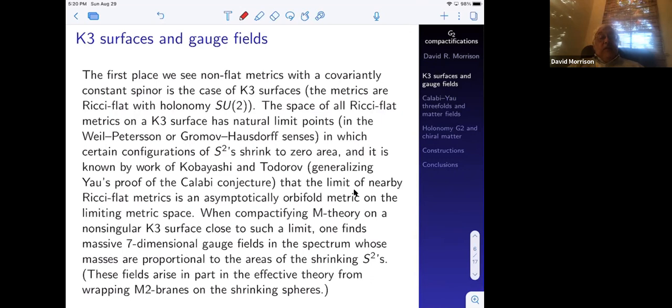Those fields can be thought of as coming from the nearby smooth K3 surfaces as having wrapped M2 branes on the shrinking spheres. Of course, you can't wrap the M2 brane anymore when the sphere has shrunk, so you have to do a little bit of work to understand what the effective theory is, but it all works out.